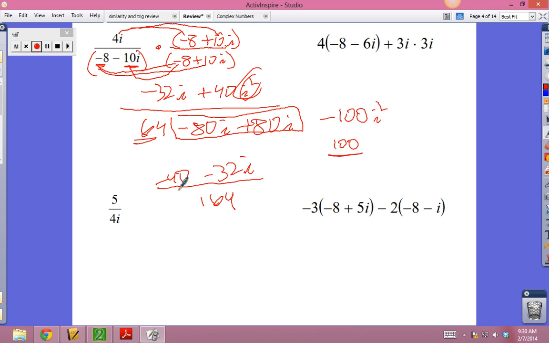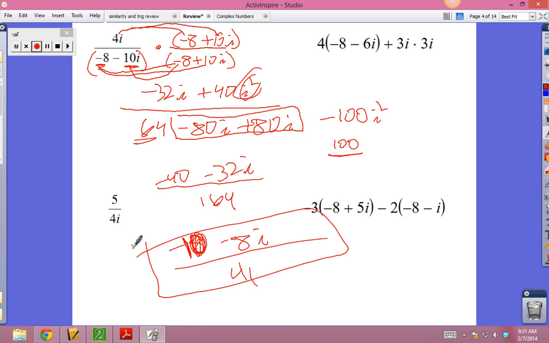And these numbers are all even. 40, 32, and 164. Let's try to divide them all by 4. Oh, wait. That's negative 10. If I divide that by 4, it's negative 10. If I divide this by 4, it's going to be negative 8. If I divide 164, what's 164 divided by 4? That is 41. And I don't think 10, 8, and 41 have anything in common, so I think it's simplified.